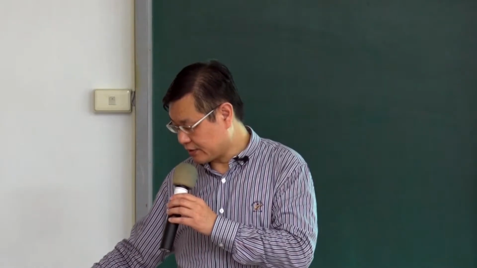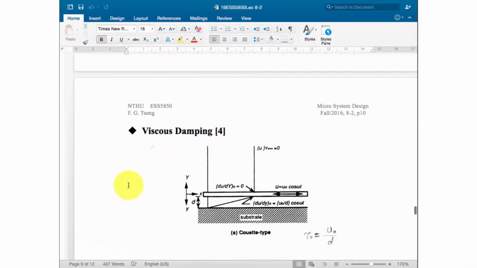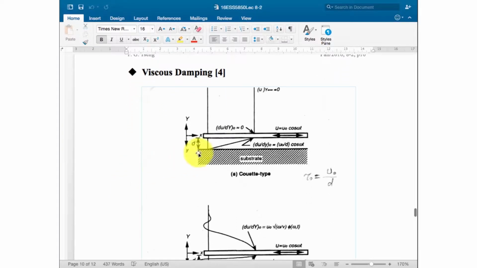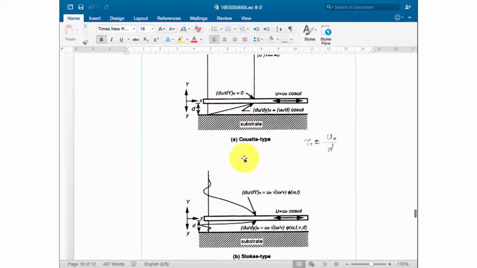Now we consider the last one, the damping, for the center part in the dynamic equation. It's the viscous damping, actually. So we take a look at the viscous damping. The deformation of the system moves the whole system back and forth above the surface. So we consider 2 different cases.